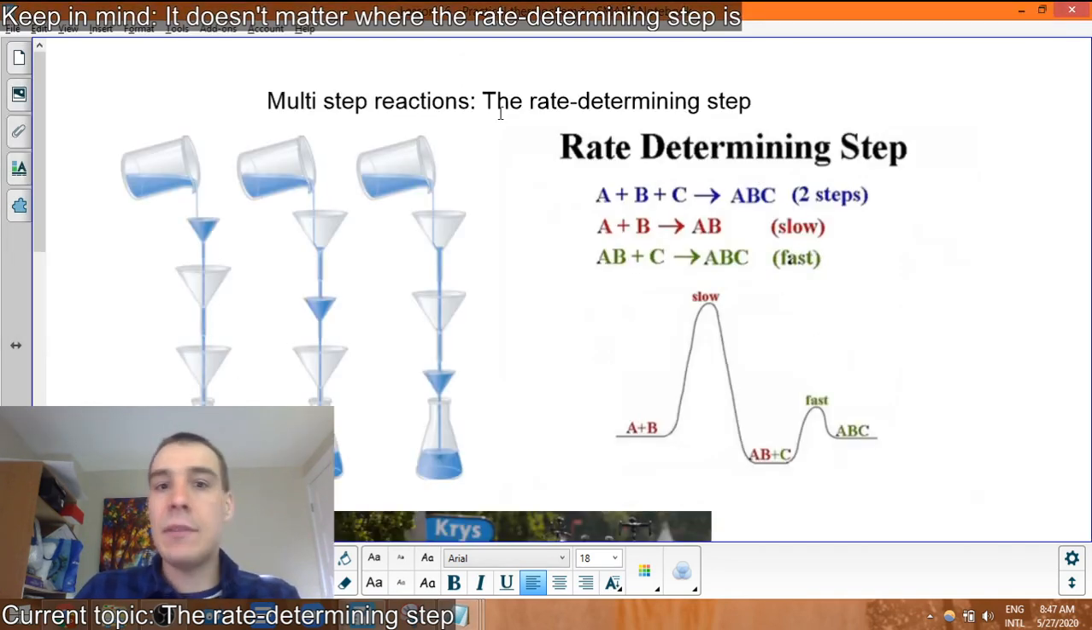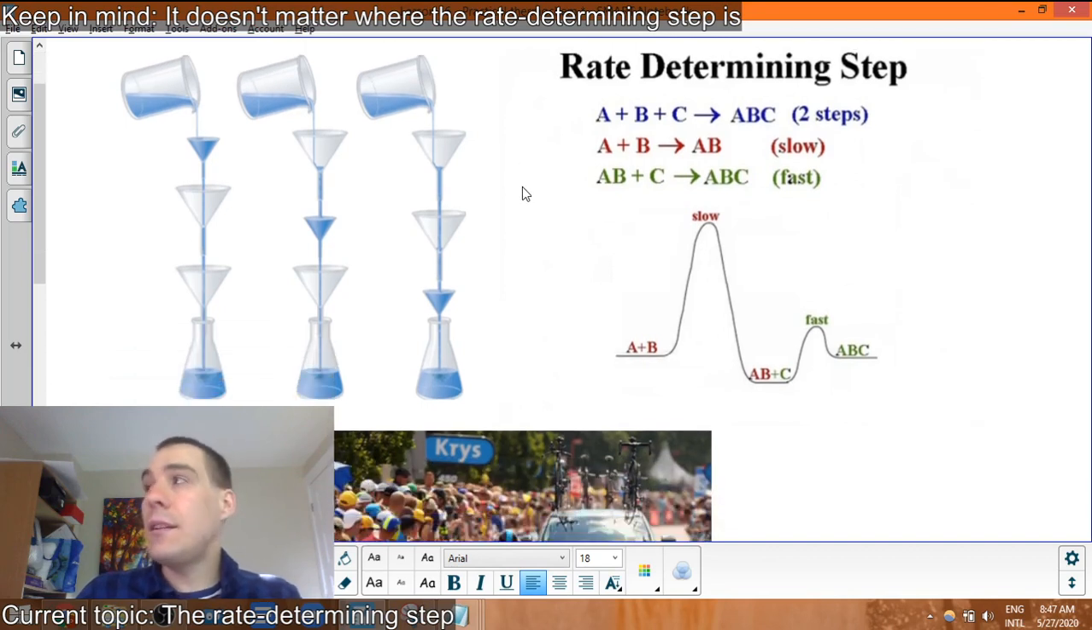Jumping right in, let's talk about the rate determining step. For the rate determining step, you have to think of a reaction that has multiple steps. For example, this is a two-step reaction: A plus B plus C to ABC. Maybe A and B get together first, and then A, B, and C get together to make ABC. The concept here is that some of these steps are slow and some are fast, and the rate of the whole reaction depends on the slow step.